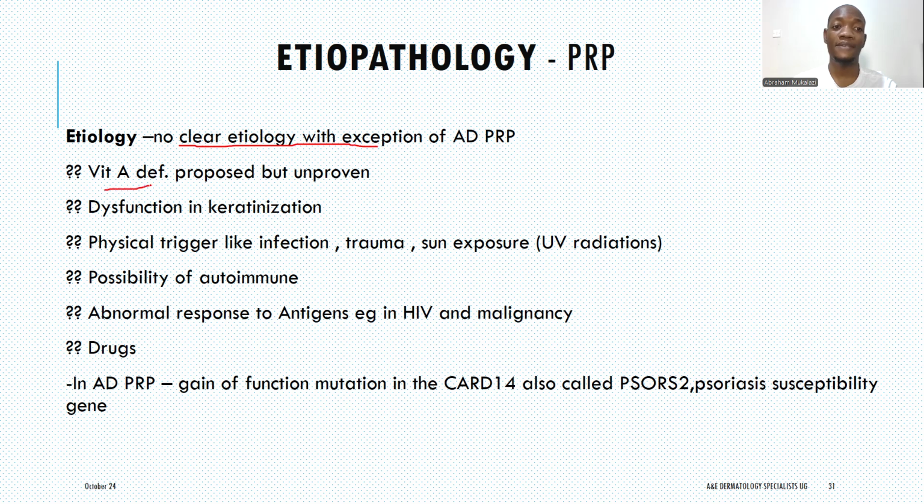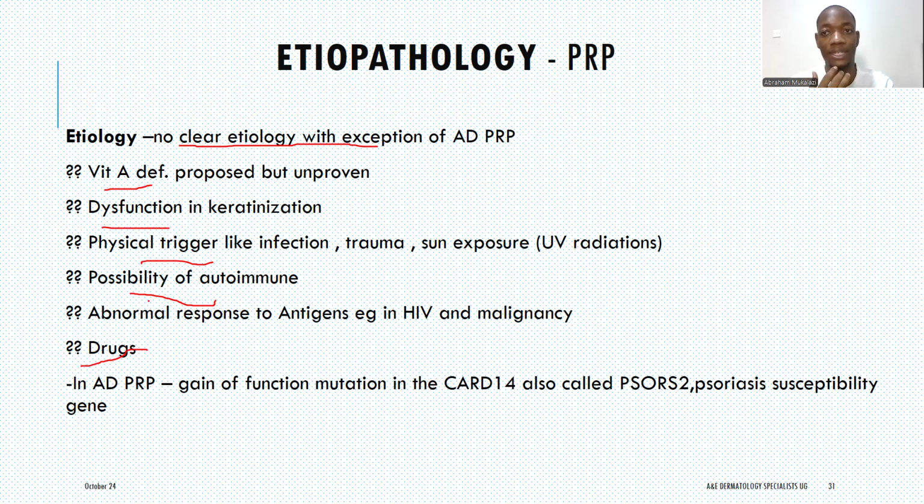For the acquired types, it has been postulated that maybe they are due to deficiencies in vitamin A, proposed but not yet proven. It's also thought to be dysfunction in keratinization, and they think about other physical triggers like infections, trauma, sun exposure, and possibly autoimmune systems also play a role. There's also a thought that there's maybe an abnormal response to antigens, especially in HIV and malignancy, and it is also thought to be triggered by drugs.